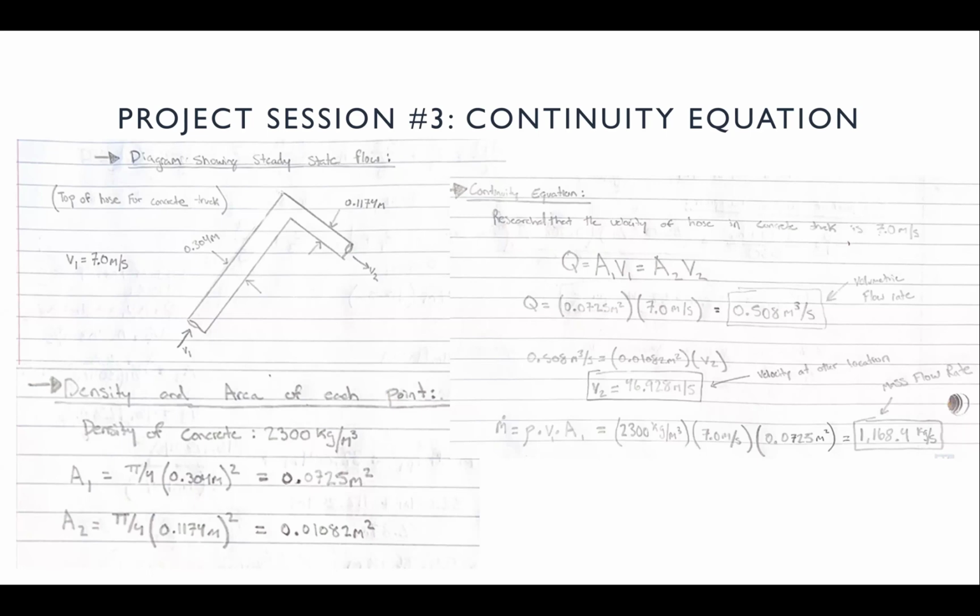Using the initial area and velocity, the volumetric flow rate is obtained. Using the volumetric flow rate, Q, we can solve for the exit velocity, V2. After solving for these variables, we can solve for the mass flow rate, and that is 1,168.4 kilograms per second.